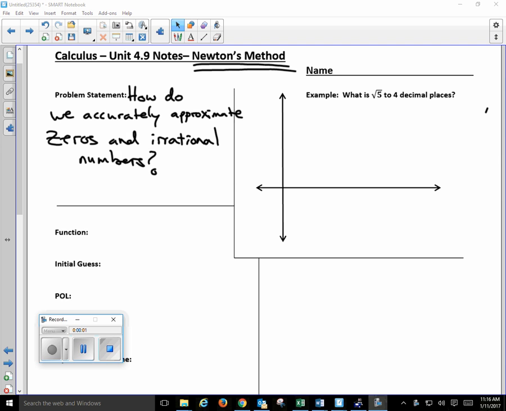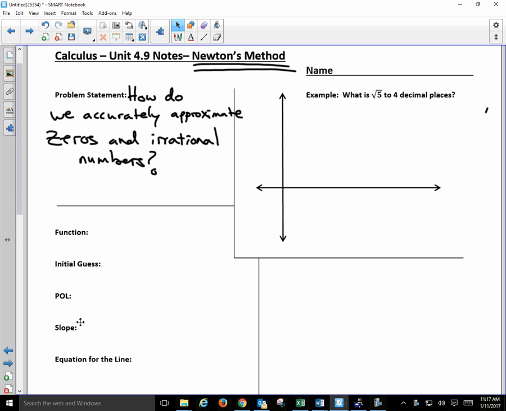Your raw calculation, all of your raw calculation has to be done by hand. And that includes the following. How do we accurately approximate zeros and irrational numbers? For example, the square root of 5 to 4 decimal places. I could say try to approximate to 4 decimal places. You might spend a good 10, 15, 20, 30 minutes in class doing a little guess and check method before you came up with something you thought was accurate, right?